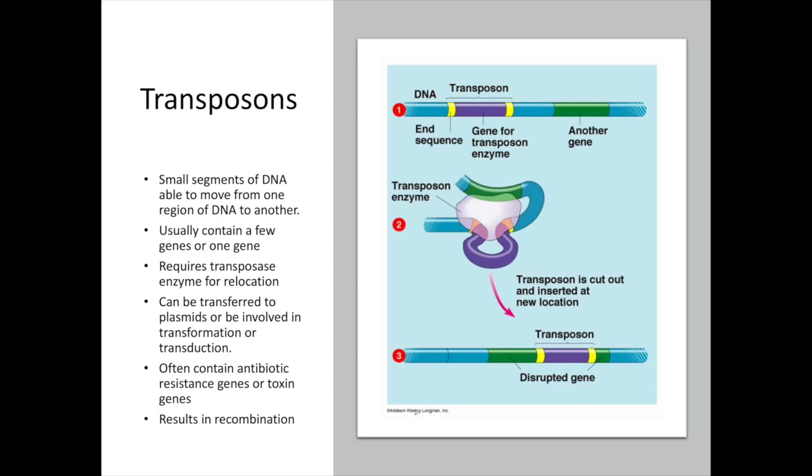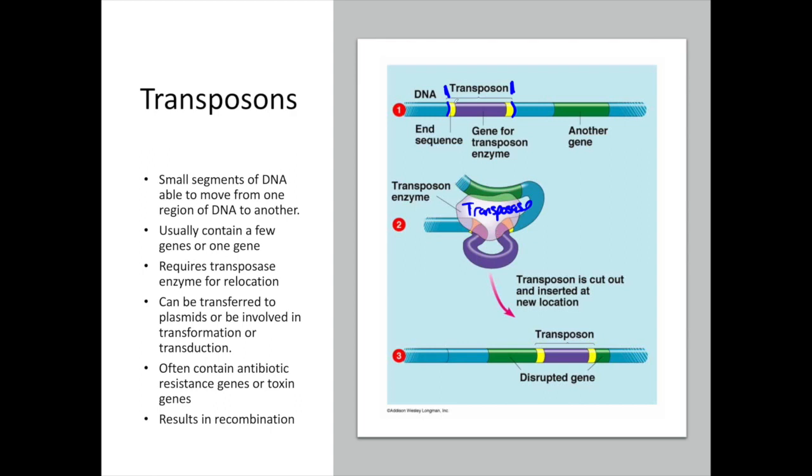Transposons are an interesting genetic anomaly. These are small segments of DNA that have the ability to move from one region to another, and they look a lot like a gene. So here I have a transposon that is a very large piece of DNA. These yellow bands are indicating specific sequences that are transposase specific. Transposase is an enzyme. That's this enzyme right here.